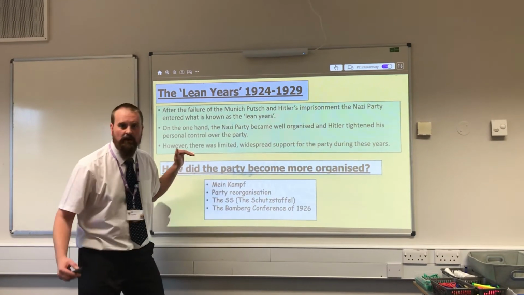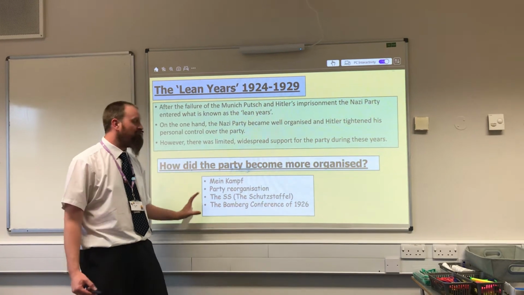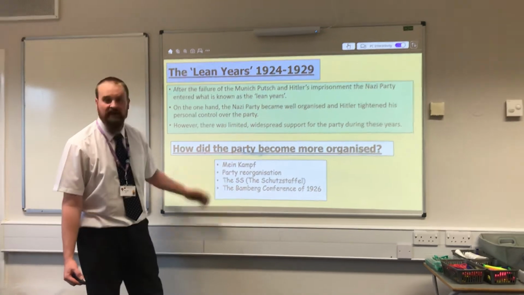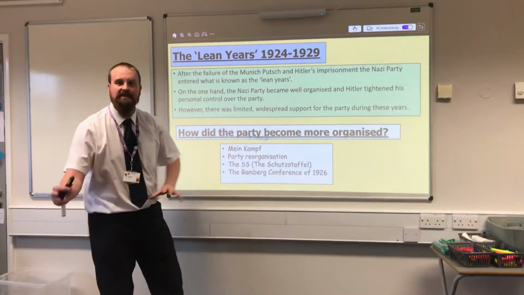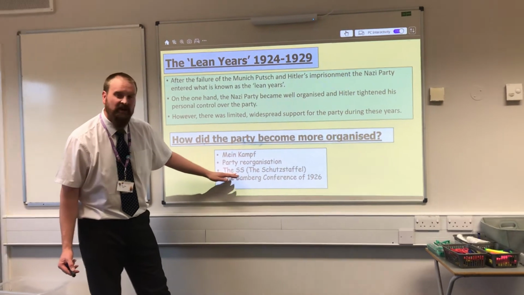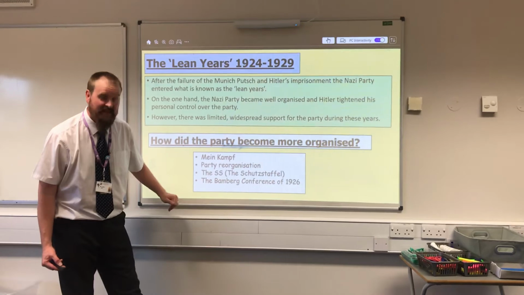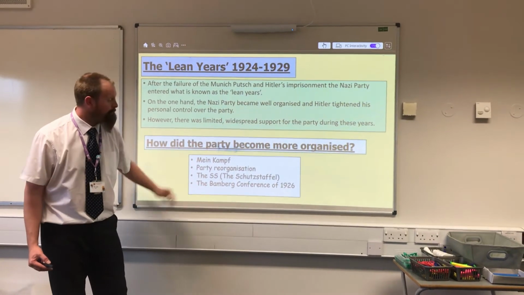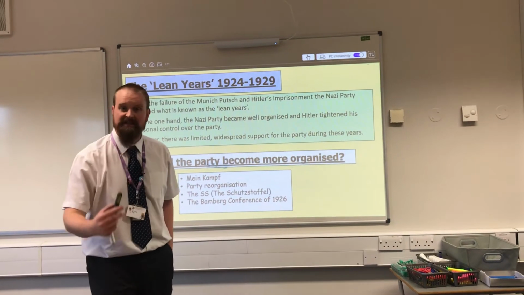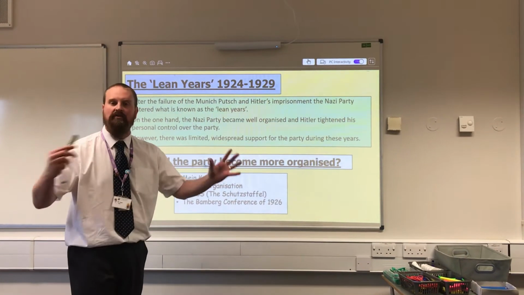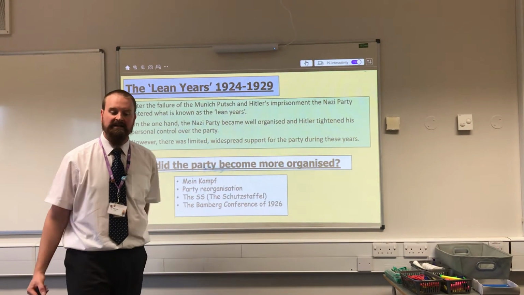So as the Nazis are going down in popularity, Hitler's reorganising the party. He writes his famous book, Mein Kampf. He reorganises the structure into different districts. He puts together another group called the SS, and finally, at the Bamberg conference, he really makes it clear this is going to be a nationalistic party, and he gets rid of any rivals and says, I'm the clear leader.